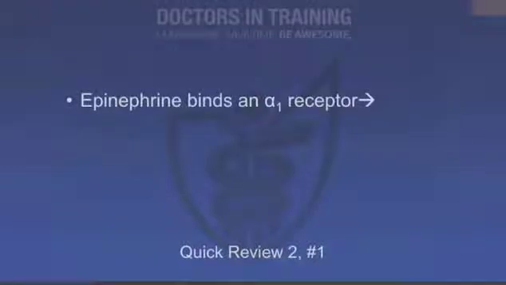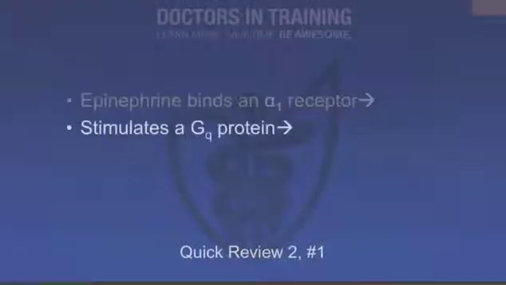All right, let's go through the answers to quick review number 2. Number 1, what is the second messenger pathway that mediates epinephrine stimulation of alpha-1 receptors? Very important pathway to know, very high yield for board exams. So epinephrine is going to bind an alpha-1 receptor. And what was the G protein that's associated with alpha-1 receptors? Gq. So epinephrine binds to alpha-1. Alpha-1 stimulates Gq receptors. What does Gq do?